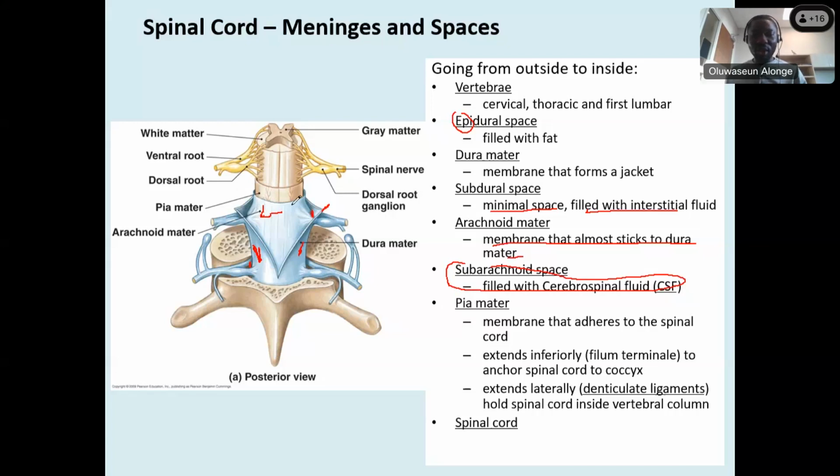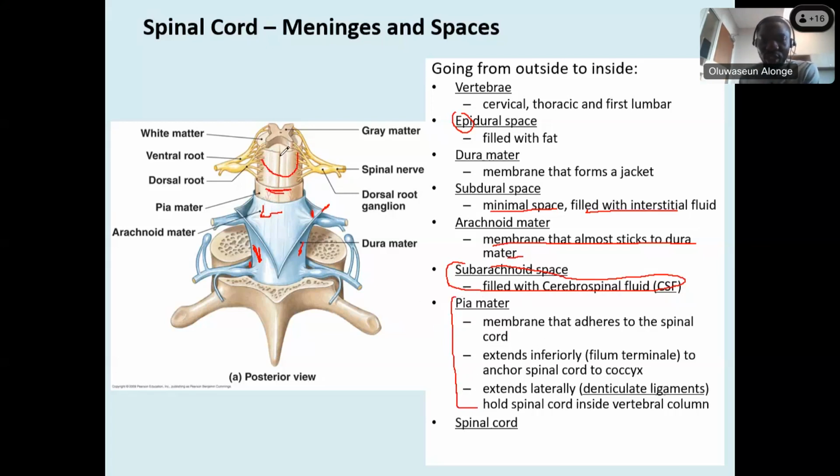Now, so after the subarachnoid space, then it's going to be the pia mater, which is the closest membrane to the spinal cord. And here is the spinal cord itself. All right, so you have the pia mater. Now, what is key about the pia mater? I will talk about this section when I'm looking at the whole of the spinal cord at large. But let me give a hint now.